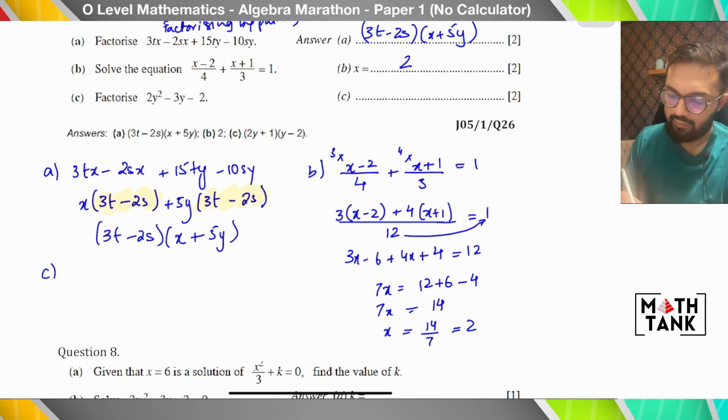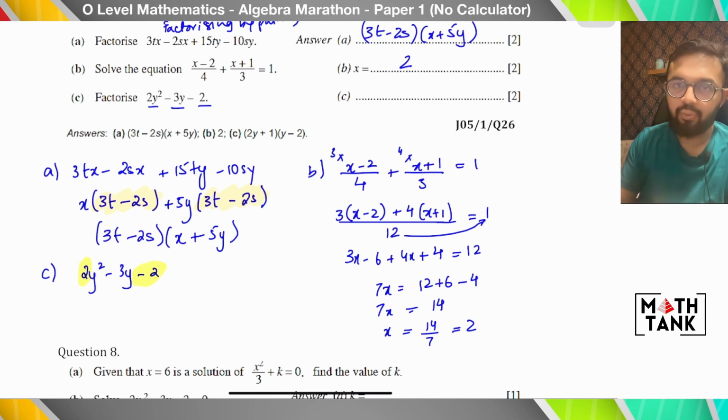Then part C says factorize. This is a quadratic expression with 3 terms, so I have to break the middle term. Now, in these questions where the coefficient of your square is not 1, what you need to first do is multiply these two numbers together and see what you get. You multiply minus 2 by 2, the third term by the first term, and you say that the number that is coming up is minus 4. What are the factors of 4? 1, 4, and 2 and 2. So which ones am I going to use?